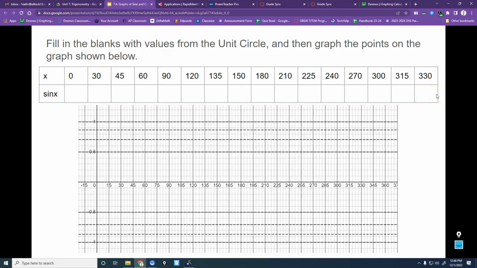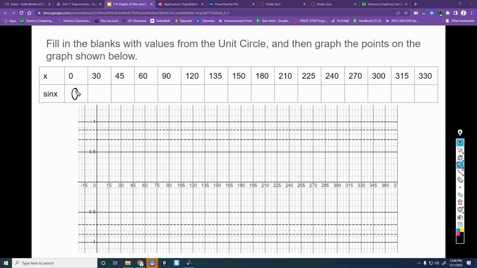So we're just going to use that unit circle that we've got, and I'm going to use my unit circle to find sine of 0, right? I'm plugging in 0 here. So I would go to 0 on my unit circle. I'm going to find my sine value, which is my y coordinate. What is it? It is 0, right? And I'm going to fill that in.